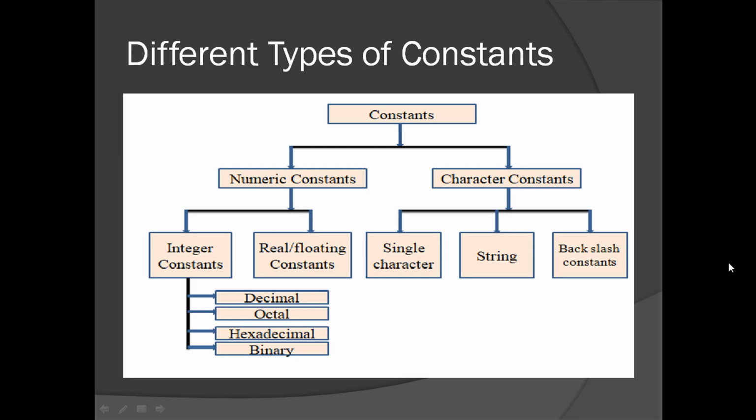There are different types of constants. One is numeric constants and another one is character constants. Numeric constants are further divided into integer constants and real floating constants, of which integer constants are further divided into decimal, octal, hexadecimal and binary. When it comes to character constants, we have three different types. One is single character, another one is string constant, and another one is backslash constants. We will see one by one in the upcoming slides.